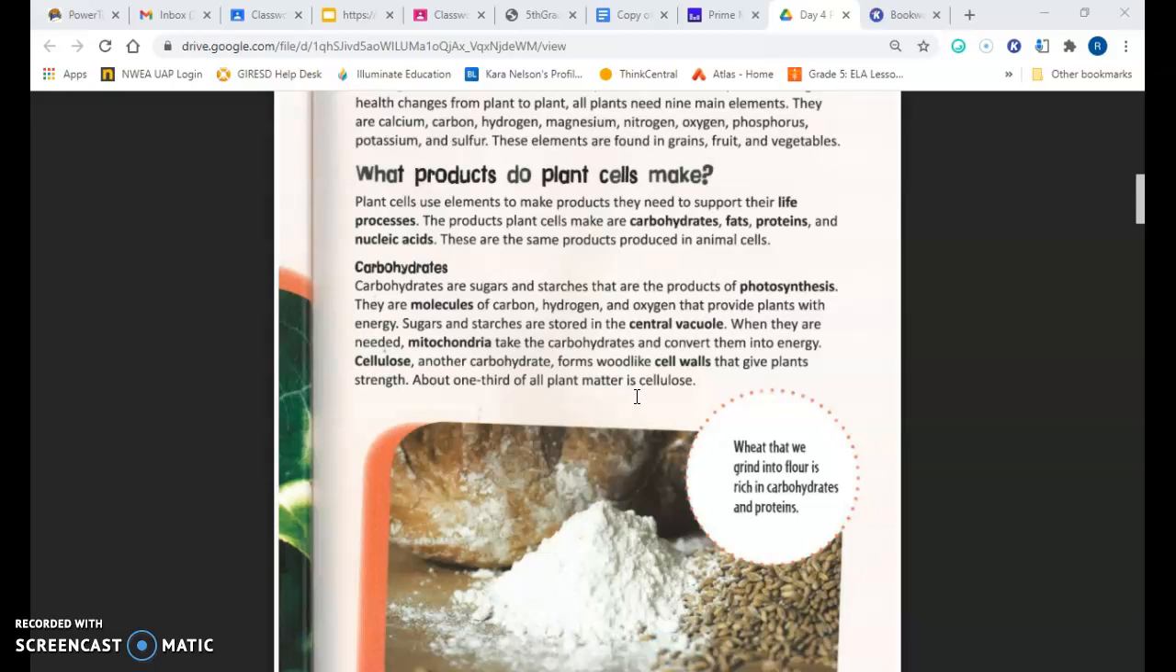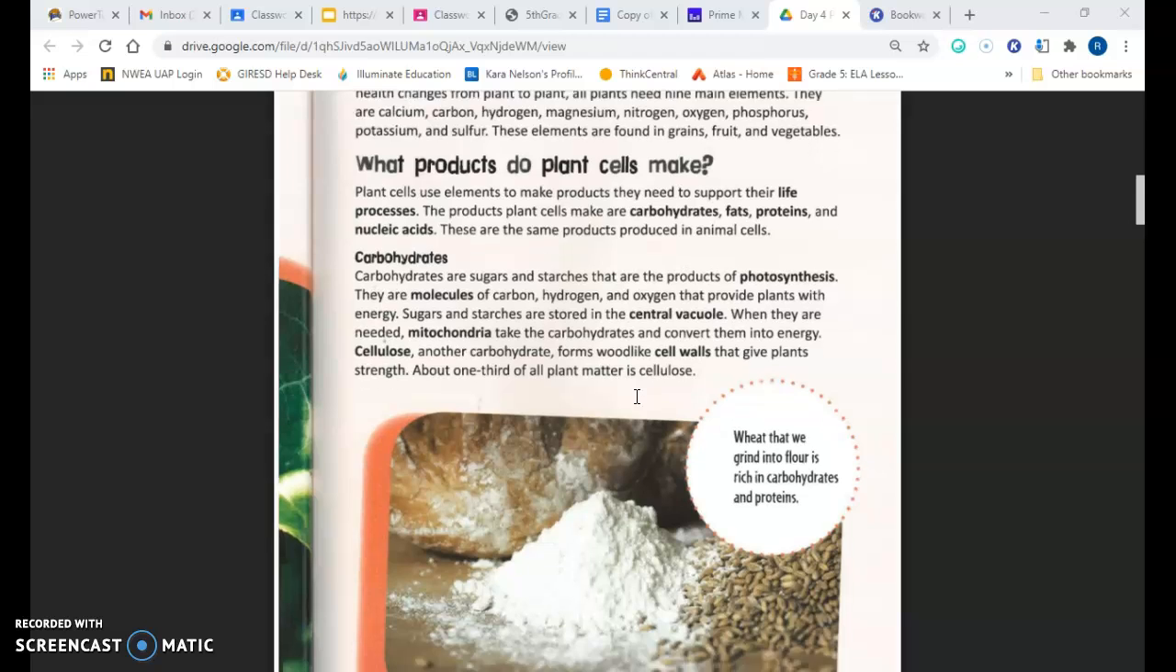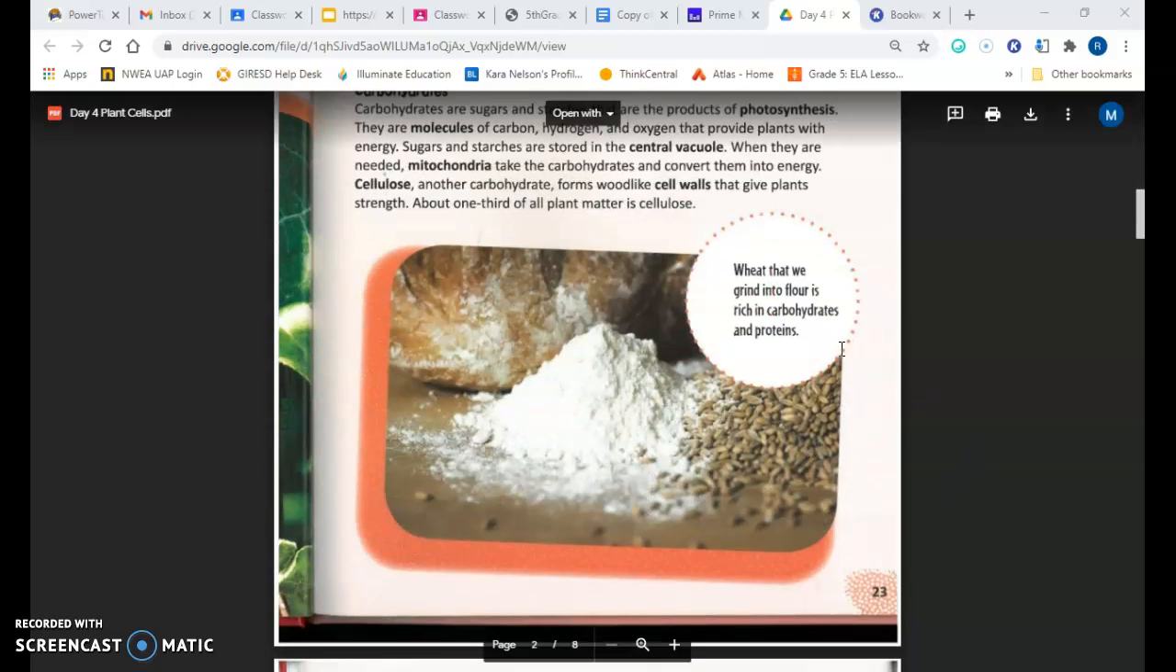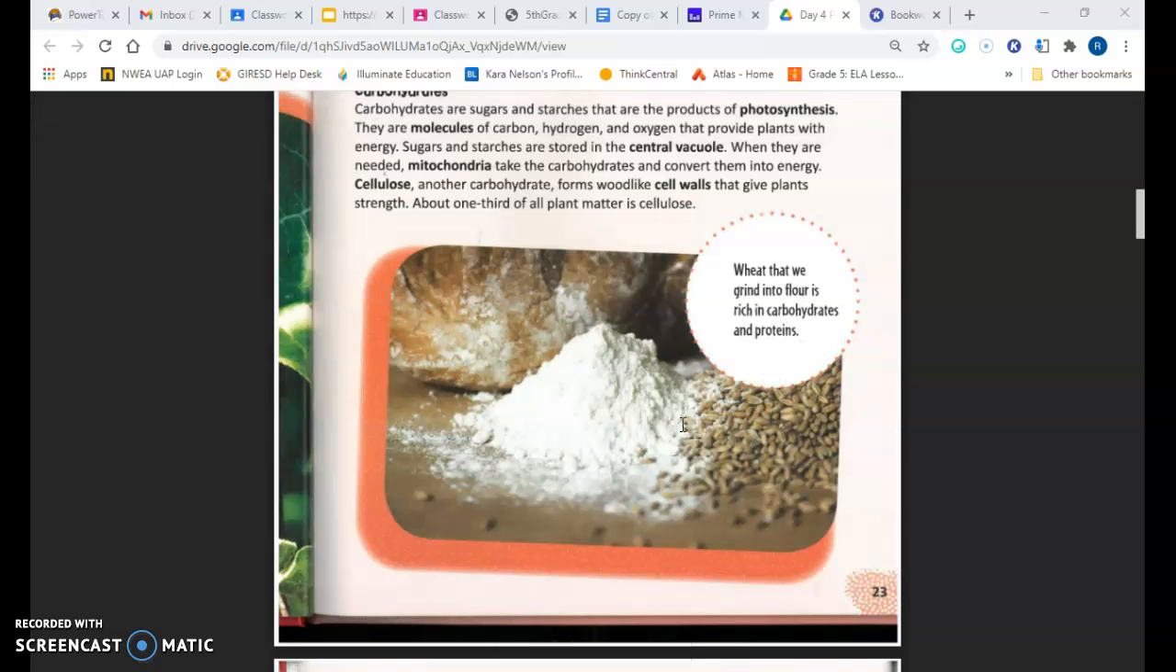So give me a quick recap here. Why do plants need to make carbohydrates? In this picture, you can see wheat that we grind into flour is rich in carbohydrates and proteins.